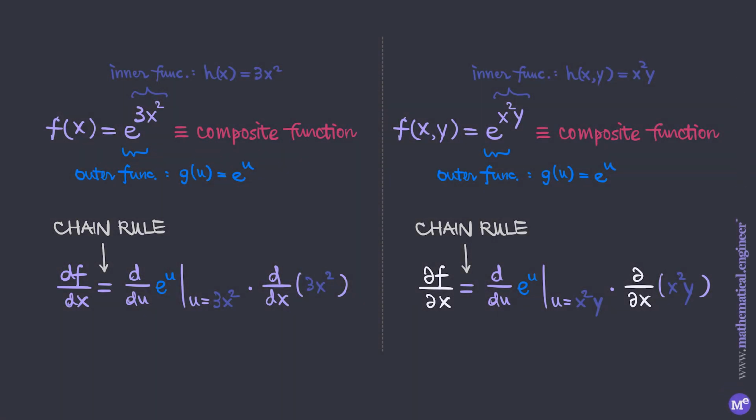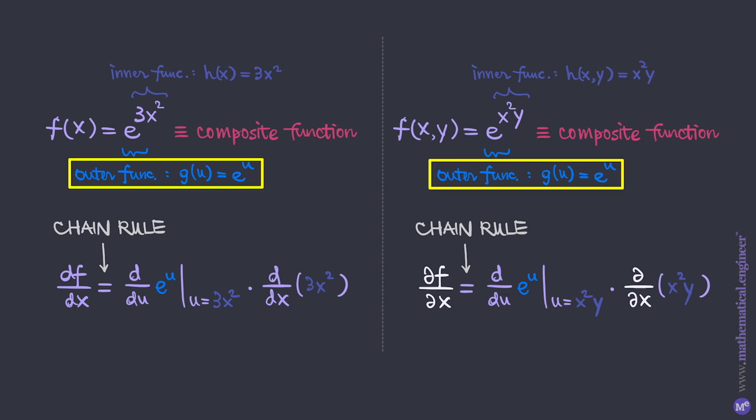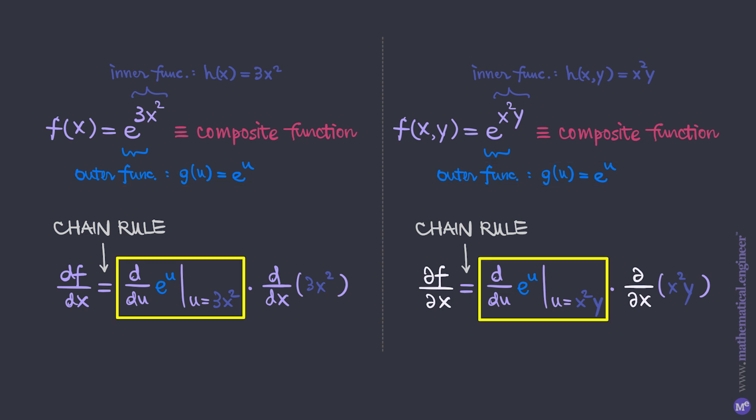Well, I didn't blindly clone the result indeed. Look at the two composite functions again. They both have a single variable function as the outer function. So, we can reasonably expect that the first part in the chain rule for the two-variable composite function f should still be an ordinary derivative of the outer function.